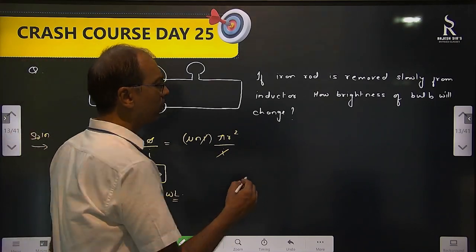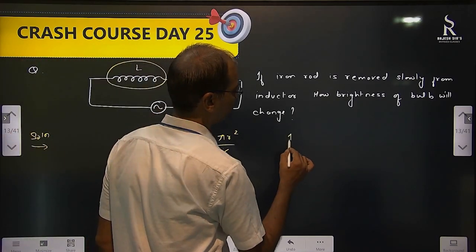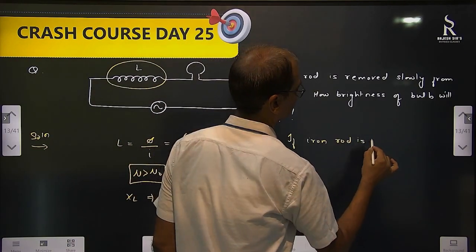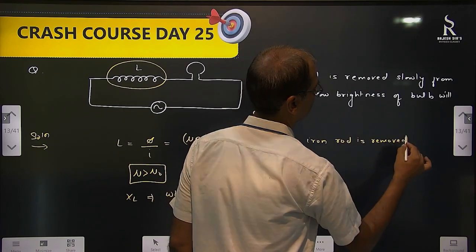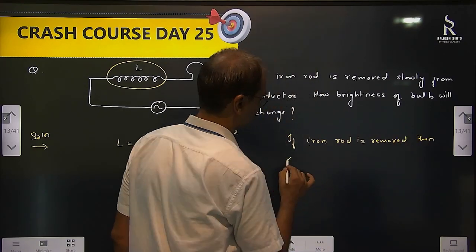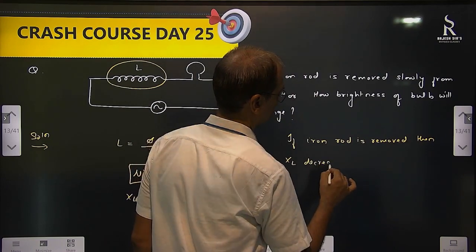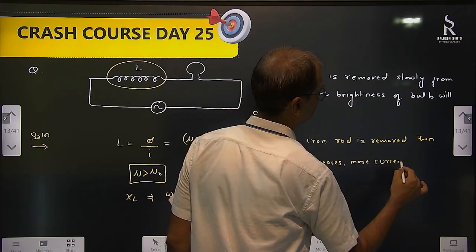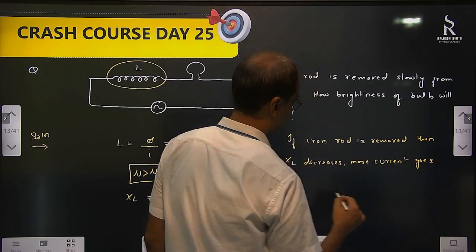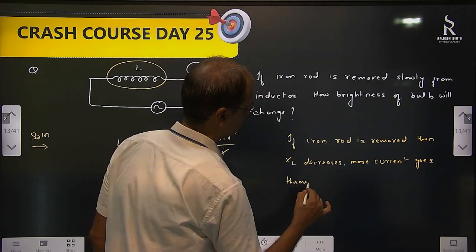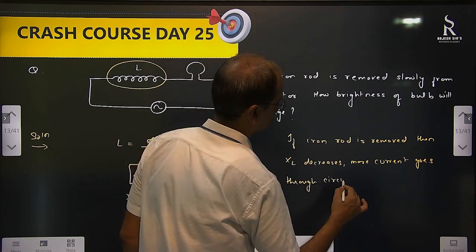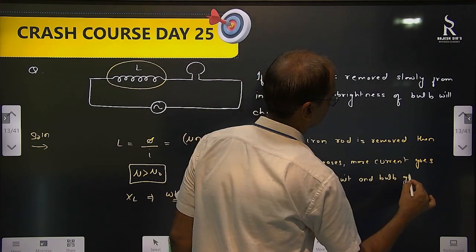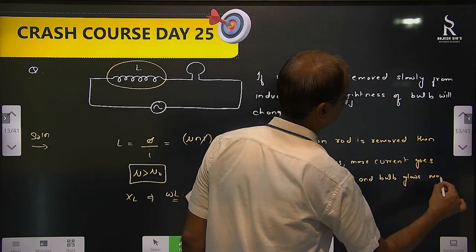What will you write? Then the answer is: if the iron rod is removed, then XL decreases, more current goes through the circuit, and the bulb glows more. Bulb glows more. Very simple.